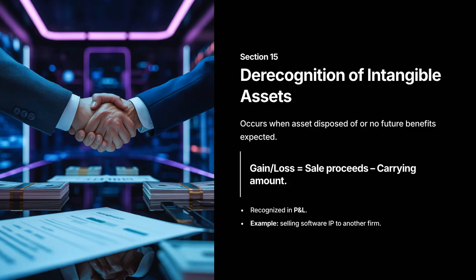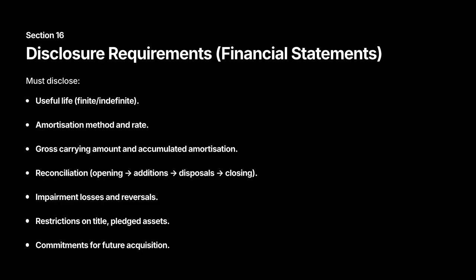If carrying amount exceeds recoverable amount, record an impairment loss in the profit and loss statement. If later the asset recovers in value, a reversal can be recognized. And for indefinite life assets, this test is mandatory every year, even if there are no signs of impairment.